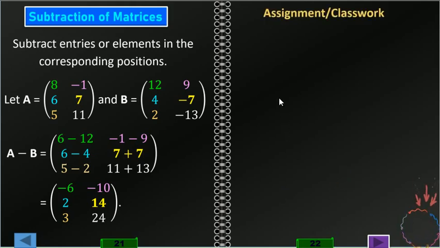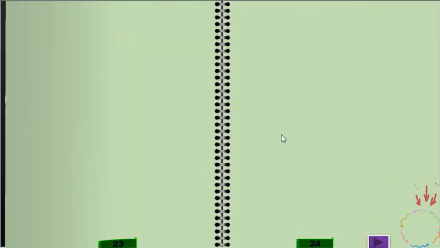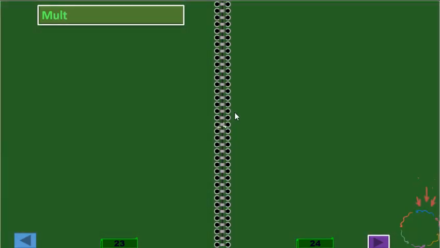Now, on your own, this is just an assignment for you. Can you add these two matrices and also subtract them? You do that on your own. Now let's go to the next slide to continue our discussion.